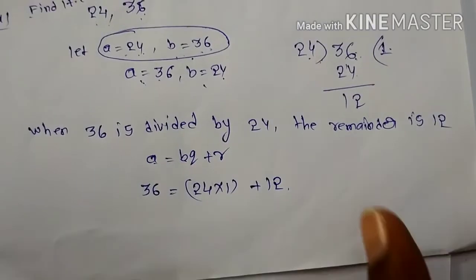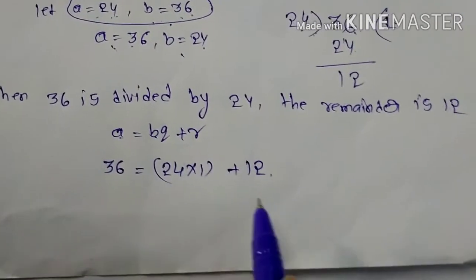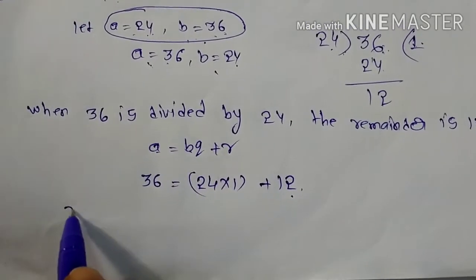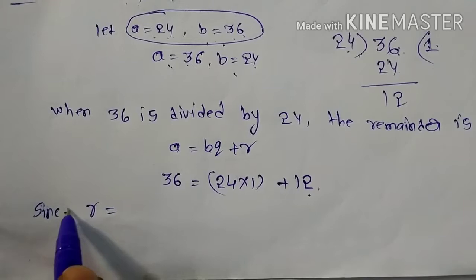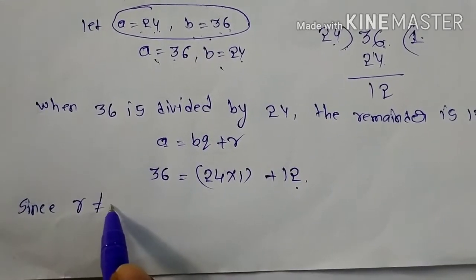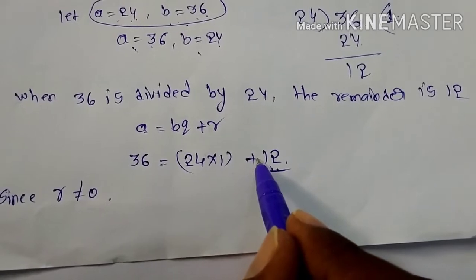Now, is 12 equal to 0? Just think, is 12 equal to 0? Since the remainder is not equal to 0 here, yes or no? The remainder is 12. Is it equal to 0?